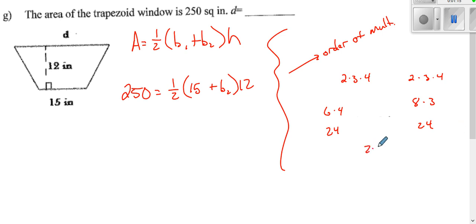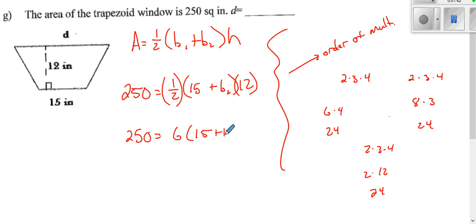In fact, you could do 2 times 3 times 4. You could do the 3 times the 4 first, 12. 2 times 12 is 24. So the order of multiplication does not matter. The reason why I say this is because if you look right here, I've got 1/2 times this parenthesis times 12. It doesn't matter what order I multiply in, so I would multiply the 1/2 times the 12 first. That's going to make my problem just a little bit easier. Okay, 1/2 times 12, because I can do that in my head fairly simply.